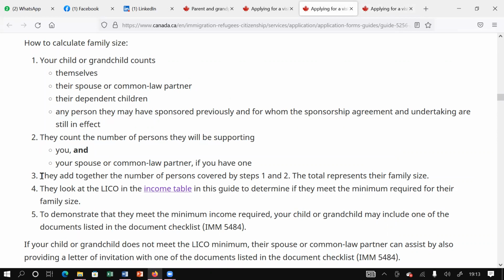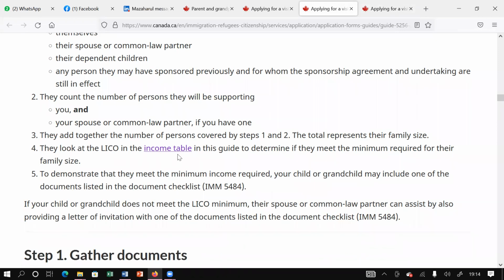See, this point is written clearly. They add together the number of persons covered by step 1 and step 2. Step 1 is his family. Step 2 is to count the number of persons they will be supporting, that is you and your spouse. Then they look at the LICO minimum in the income table in this guide to determine if they meet the minimum required for the family size. This is that income table.